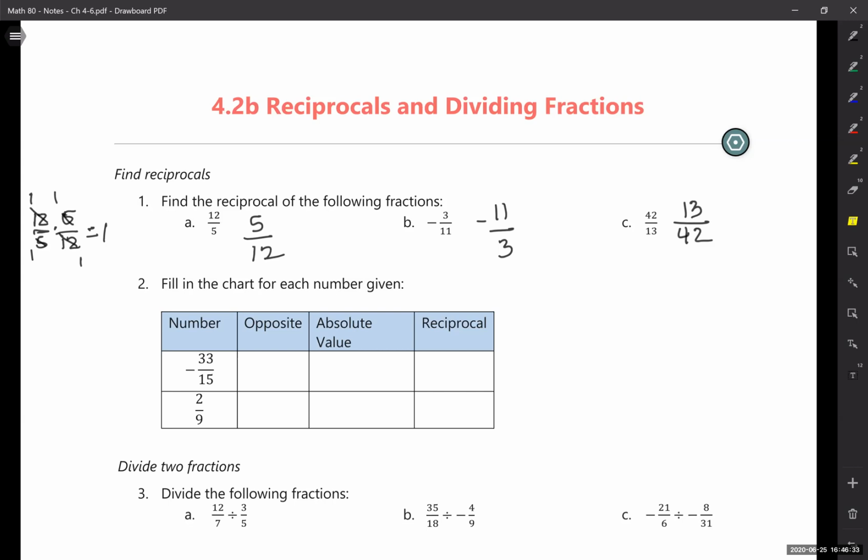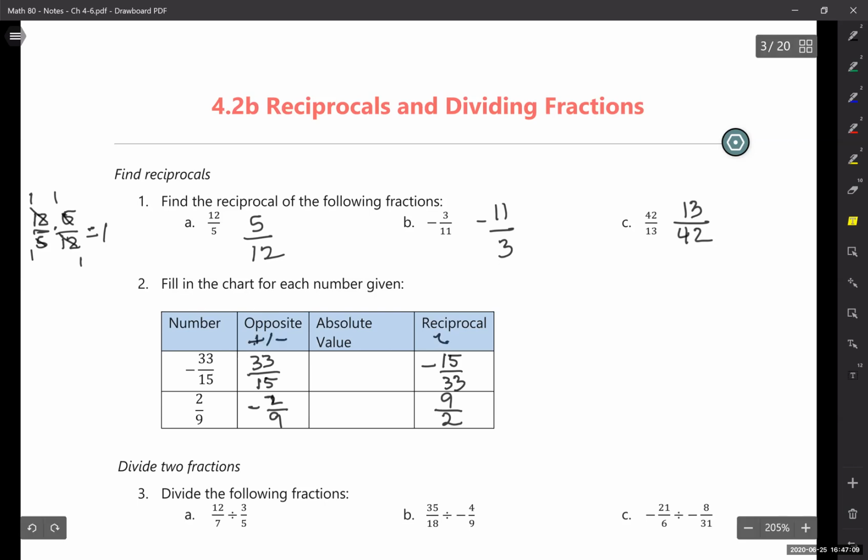And so just to make sure we get the idea of it all, the opposite of this number is a positive. The reciprocal of this number is a negative, and we flip it over. I'm going to do the middle column in a second. The opposite of the second number is a negative. The reciprocal of the second number is a positive, just flipped over. So opposite means plus or minus.